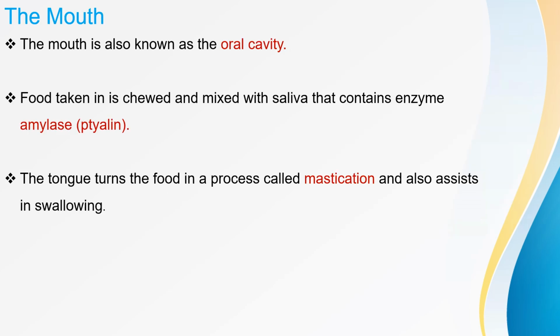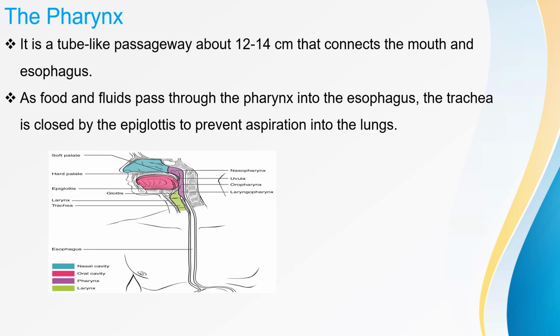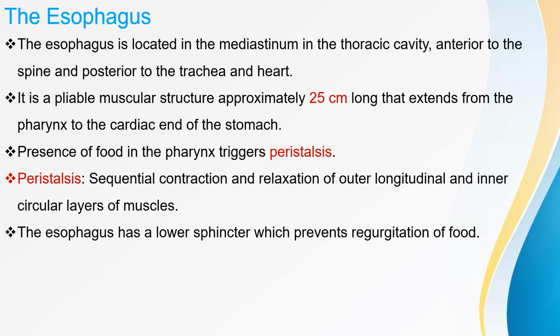The mouth is also known as the oral cavity. Food taken in is chewed and mixed with saliva that contains enzyme amylase. The tongue turns the food in a process called mastication and also assists in swallowing. The pharynx. It is a tube-like passageway about 12 to 14 centimeters that connects the mouth and esophagus. As food and fluids pass through the pharynx into the esophagus, the trachea is closed by the epiglottis to prevent aspiration into the lungs.